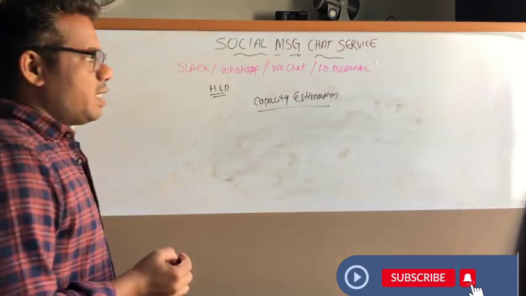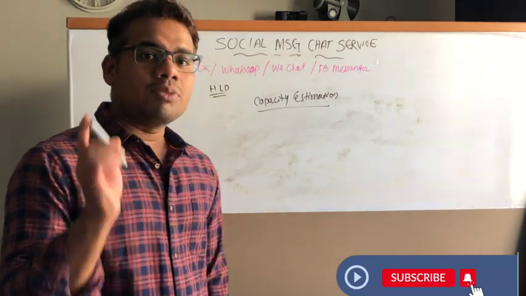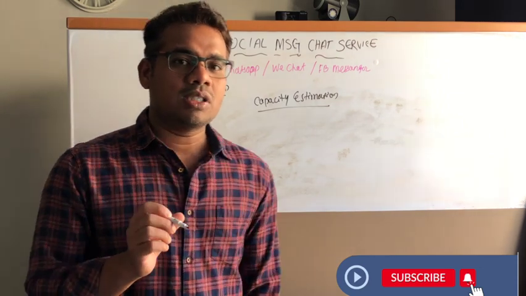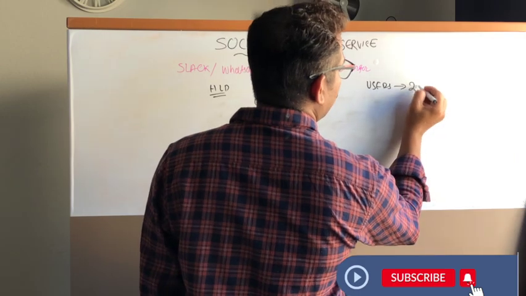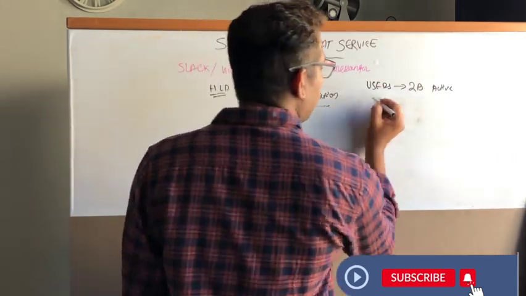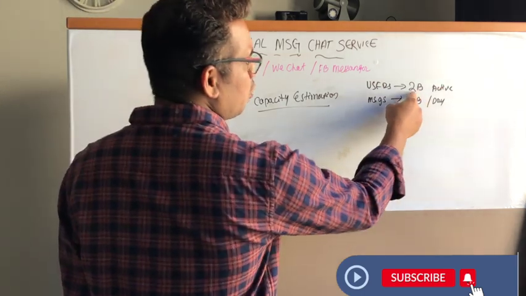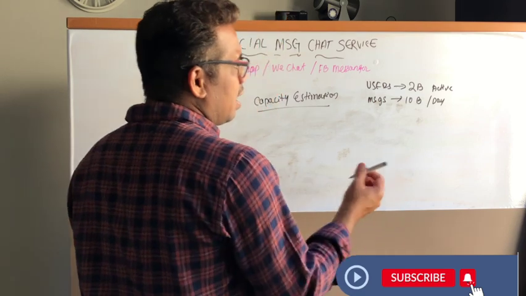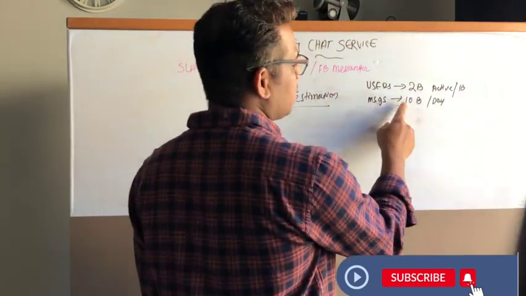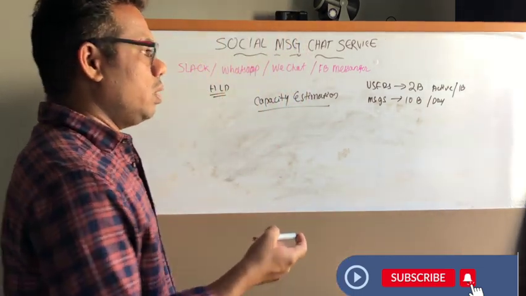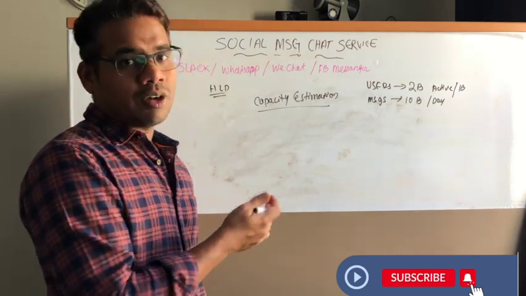The capacity estimation, right? When we talk about capacity estimation, the first and foremost point that comes to mind is: how many expected users can we have for the chat service? So for example, there are 2 billion users, and we have 1 billion active users, and the total number of messages we are getting per day is about 10 billion. So this is our expected volume of messages and number of active users, right?